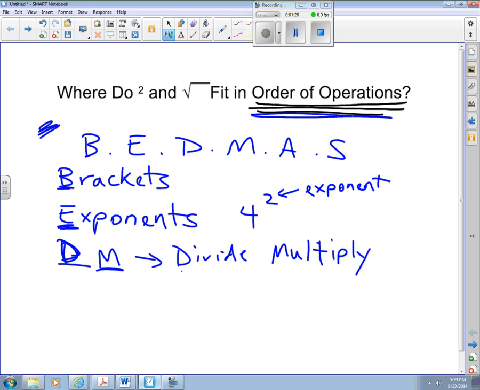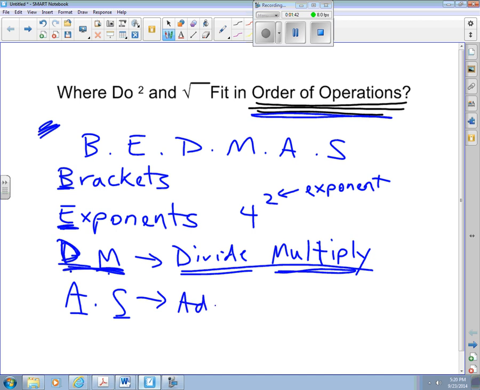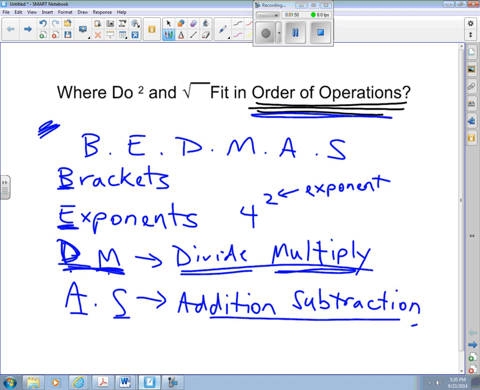And that is all done in one step. You do not skip past a multiply to do a divide first just because D comes before M. In fact, the D and the M are at one step. Same with add and subtract. The A and the S stand for addition and subtraction. So that kind of already gives away where squared fits in order of operation.